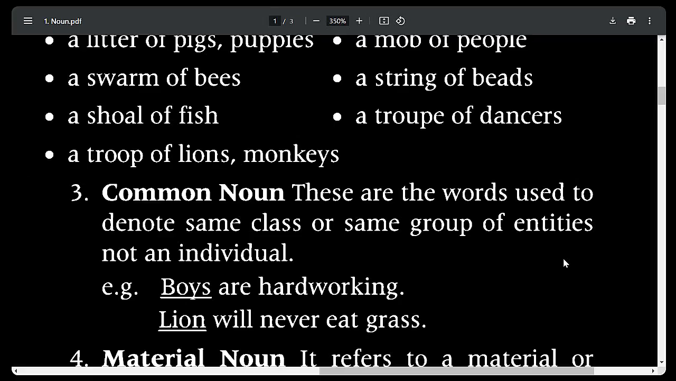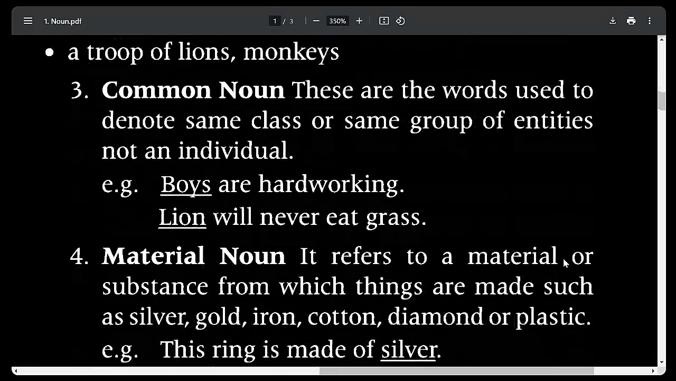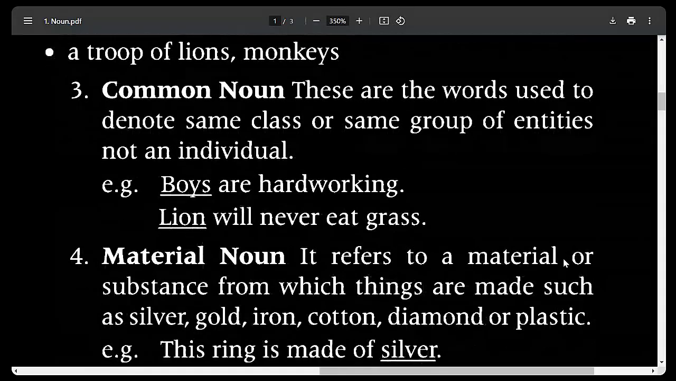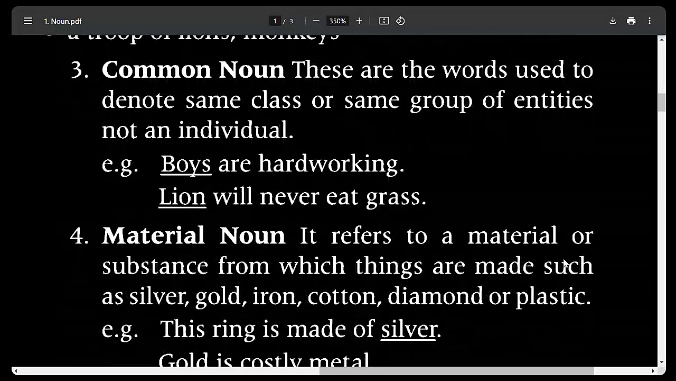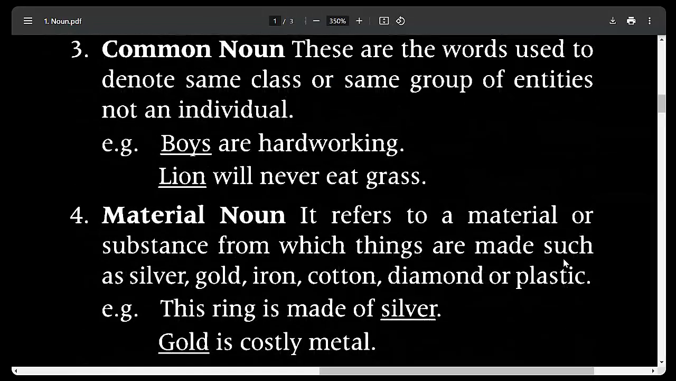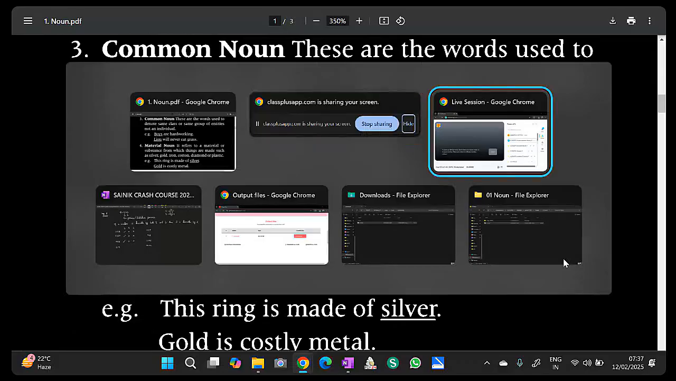Material noun. What is a material noun? It refers to a material or substance from which things are made. Like silver. Using silver we can make ornaments. Using gold we can make ornaments. Using iron we can prepare some tools. Using cotton we can prepare some fabric. Using diamond we can prepare some ornaments. And from plastic we can create some tools useful for us. Example, this ring is made up of silver. What is the material noun in this statement? Silver. Gold is a costly metal. What is the material noun in this? Gold. Okay, till now if any doubts are there you can ask, then we'll move forward.